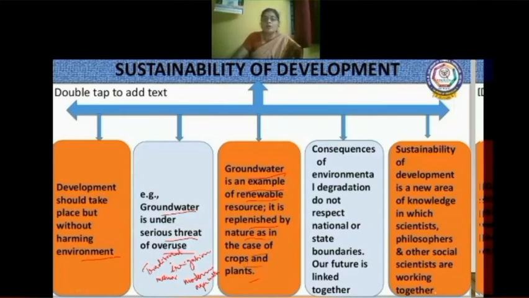Now, what are the consequences? Environmental degradation does not respect national or state boundaries. Our future is linked together. That means the present and the future are linked, and environmental degradation is not limited to one territory, but is for the whole globe. Now, sustainability of development is a new area of knowledge that scientists, philosophers, and other social scientists are working together to achieve. Thank you.